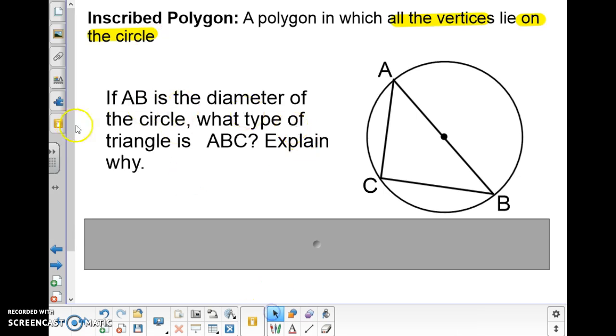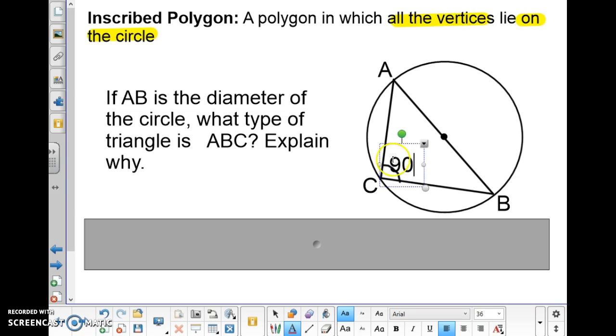So basically this question says, if AB is the diameter of the circle, what type of triangle is this going to be? Well, keep in mind that angle ACB is going to intercept the diameter, or half the circle. And we know that an inscribed angle is always half its intercepted arc. So if this whole arc right here is 180, that makes this angle right here have to be 90.